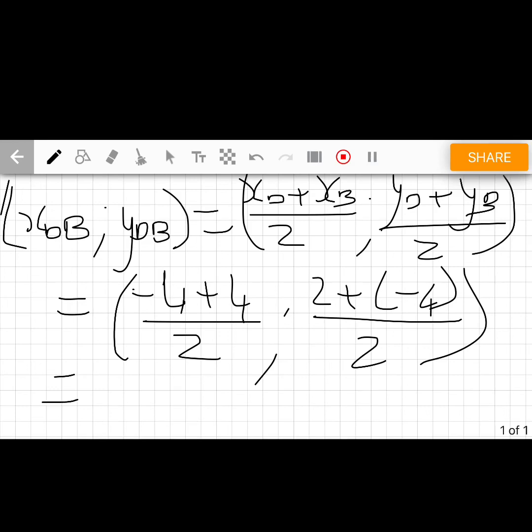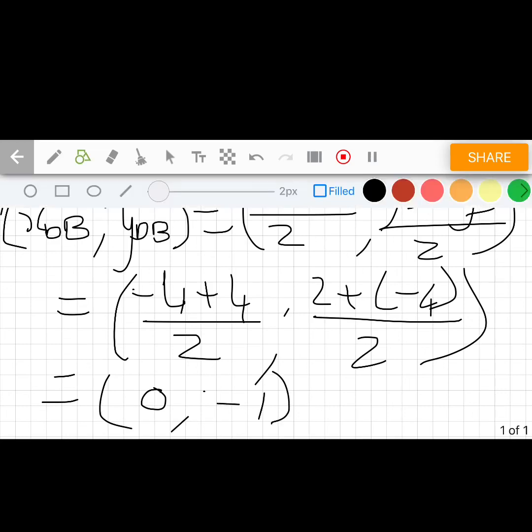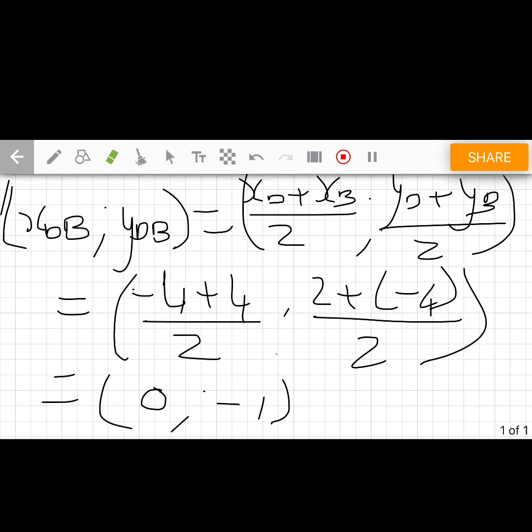Negative 4 plus 4 gives us 0 divided by 2, which is still 0. And 2 plus negative 4 gives us a negative 2, divided by 2 gives us a negative 1. And those are my coordinates for our midpoint.